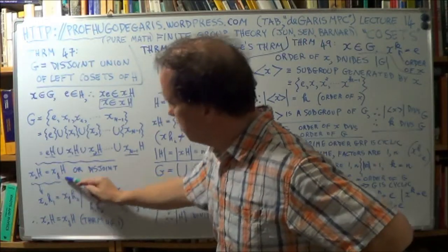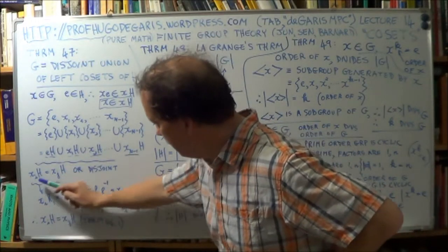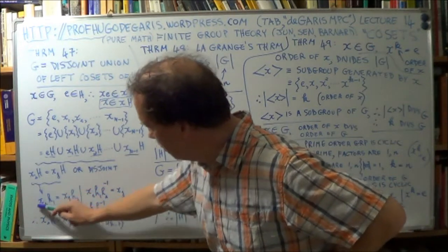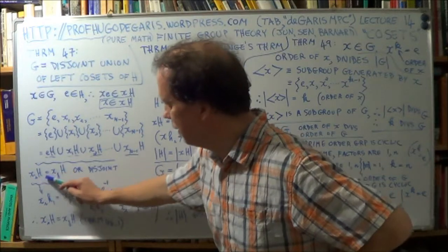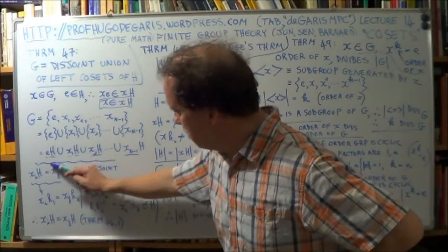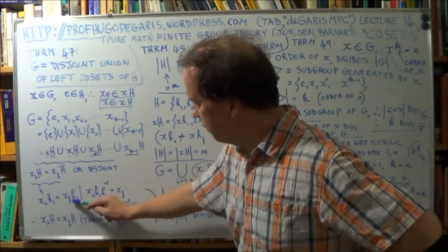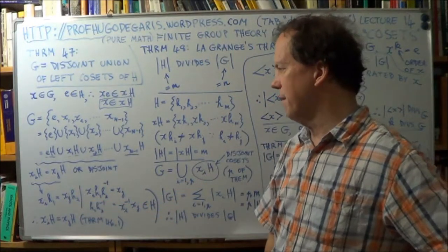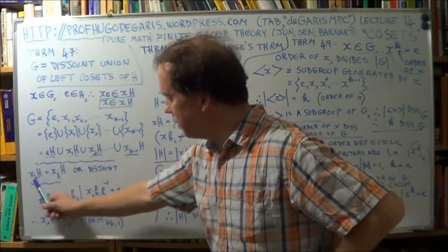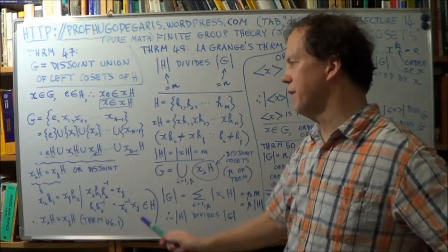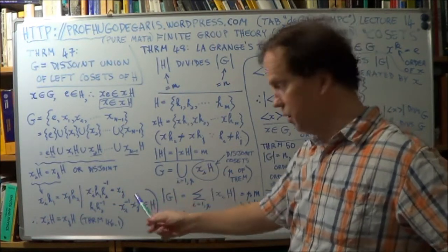common element between these two sets. So let the element in here be of the form xi h1, a member of this set. And let the member of this set be of this form, because we're assuming there's at least one element in common between these two. If that's the case, we can draw some conclusions.